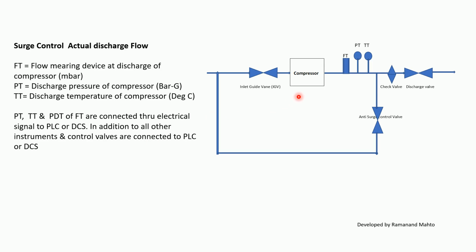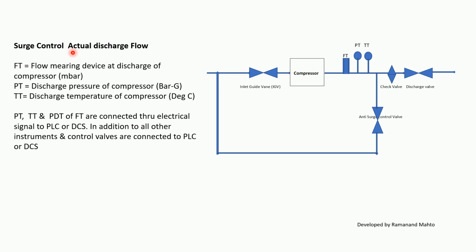This is an arrangement of a compressor, where the compressor takes suction from either the atmosphere or the process gas. It has an inlet guide vane, and a compressor can be single stage or multi-stage. In the final discharge, an FT, the flow measuring device, is installed, and close to the FT one pressure transmitter PT and temperature transmitter TT are installed. We have an anti-surge control valve which vents to atmosphere if it is an air compressor, and is connected back to the suction of the compressor if it is a process compressor. On the discharge side, a check valve and a discharge valve are installed, and finally it is connected to the discharge header.